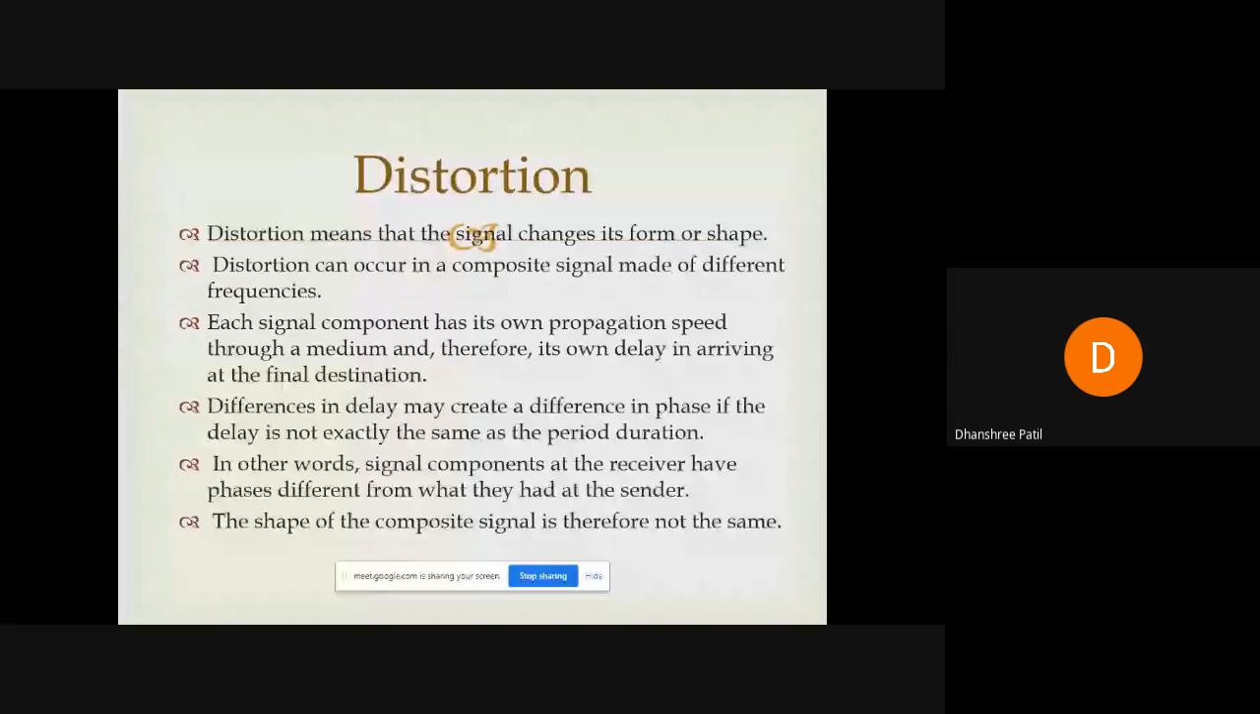Each signal component has its own propagation speed through a medium, and therefore its own delay in arriving at the final destination. Now, why is this distortion happening, or why is the shape of the signal getting changed at the receiver side? The reason is this: propagation speed. What does it mean? Every signal travels at its own speed.